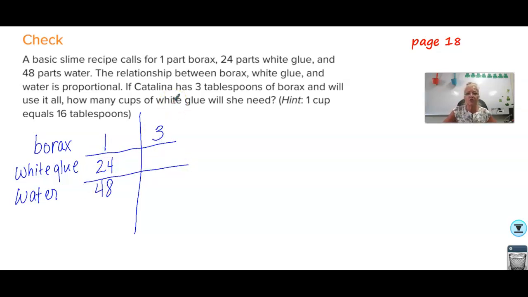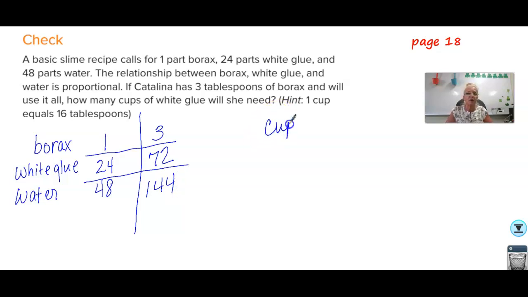how many cups of white glue does she need? All right. 1 cup equals 16 tablespoons. Oh, she has 3 tablespoons. Okay, so we have 3 tablespoons. That means the white glue has to be 24 times as much. What's 24 times 3? 72. And I can't do the next one in my head. Okay, we have to multiply 48 times 3. If I tried, I'd probably screw it up. That's 144.